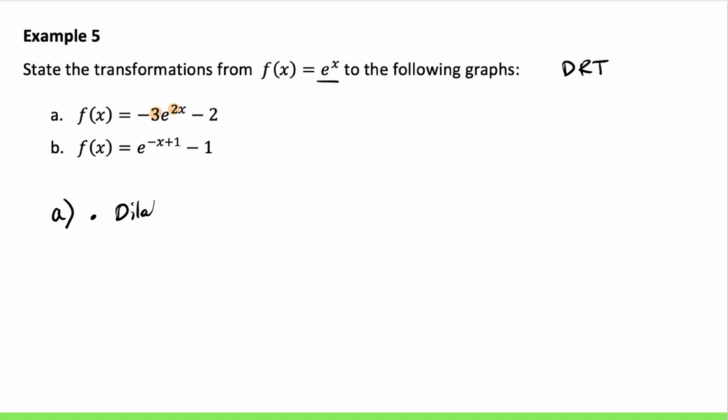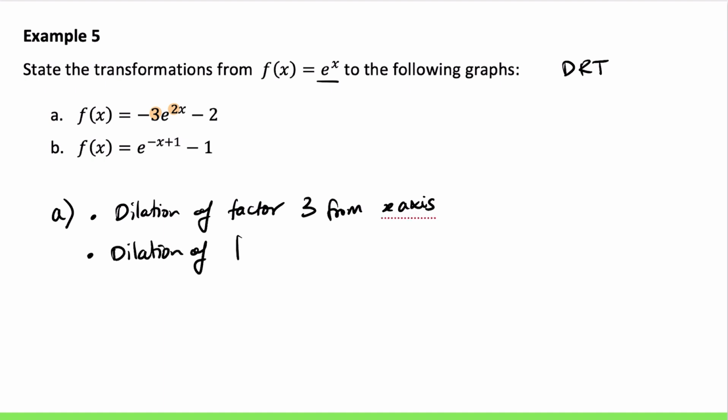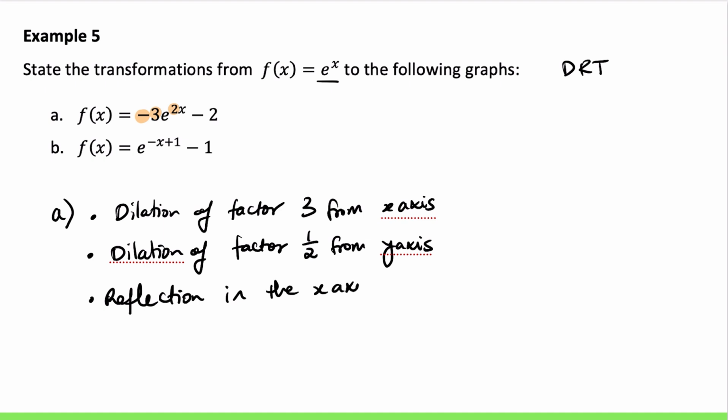So we've got a dilation of factor 3 from the x-axis. So remember, on the outside, it's from the x-axis. And then on the inside, not only is it from the y-axis, but it's also the reciprocal. So it's the other way around. Okay, I can then see I've got a reflection on the outside. So reflection on the outside is again in the x-axis, affects the y values. And then finally, we've got a translation. Okay, so hopefully should be nice and easy.